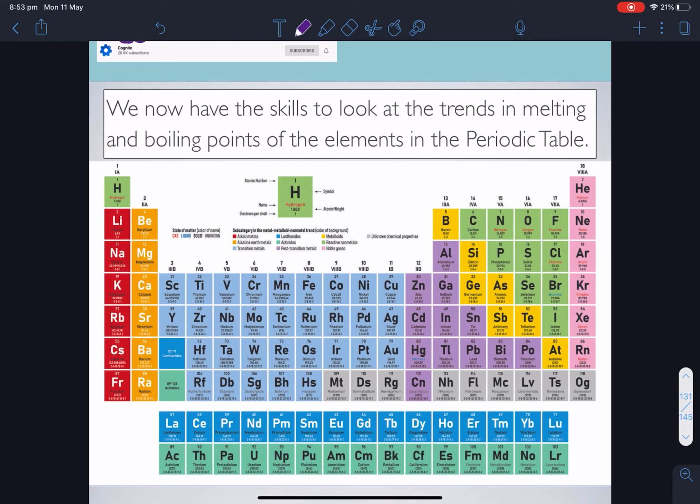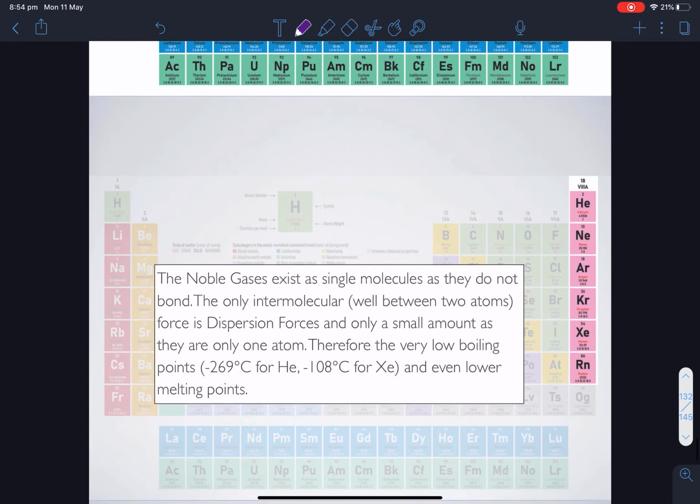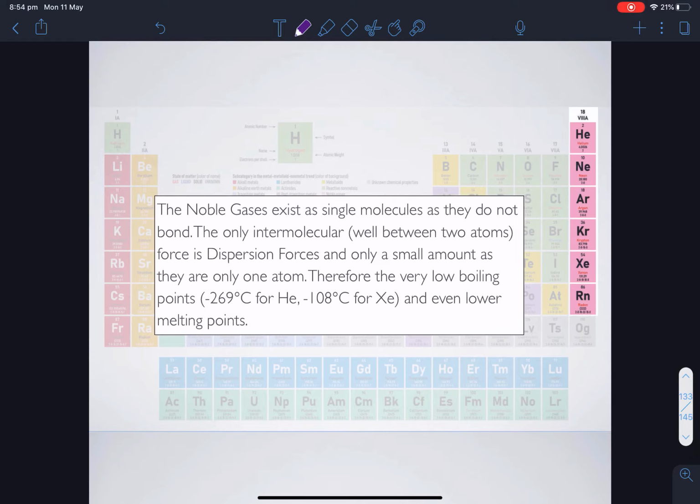Okay, the last part of this chapter, molecular forces. We need to start talking about trends in the periodic table, these intermolecular forces between elements or singular atoms. Okay, so we can explain a bit more about the trends in the periodic table. So the noble gases exist as single molecules and they do not bond. So they only have intermolecular forces. I realize they're not molecules, but when two atoms of these get close together, they'll only be attracted by dispersion forces.